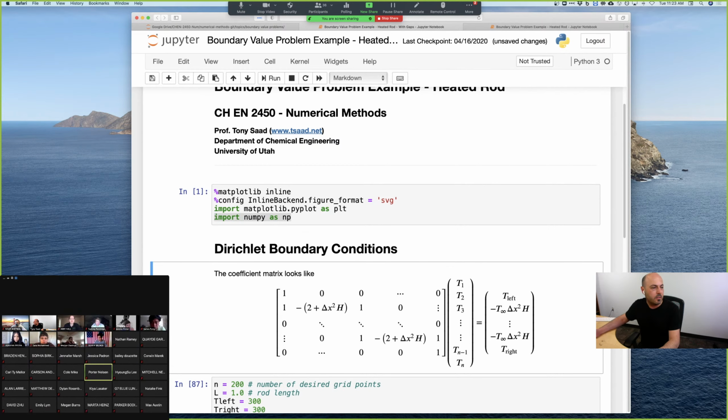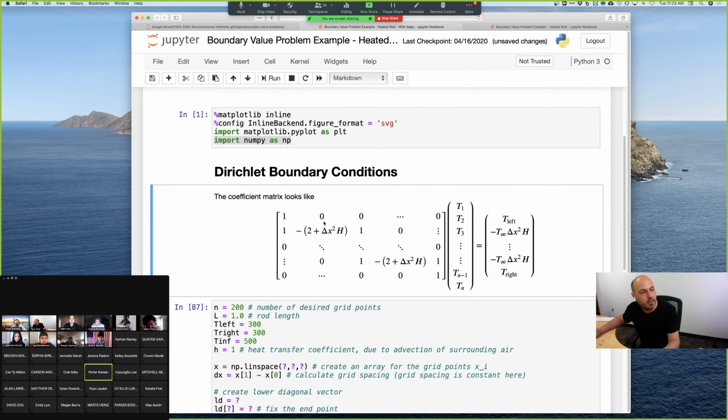And then I'm showing you here the coefficient matrix. It has a tridiagonal structure. The main diagonal is mostly minus 2 plus delta x squared times h. The upper diagonal is all ones, except for the first point. The lower diagonal is all ones, except for the last point. That's because of the boundary conditions. In other words, the first equation is telling us simply T1 equals T left. It just doesn't do anything really. It just says T1 is equal to T left, and the last point says Tn is equal to T right. But all of the other points are just a system of equations that we're going to solve.